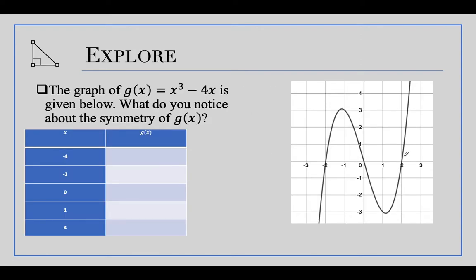So let's look at this one now. The graph of g of x equals x to the third minus 4x. What do you notice about this one? This one might be a little bit more difficult to tell, but this one has symmetry with respect to the origin.